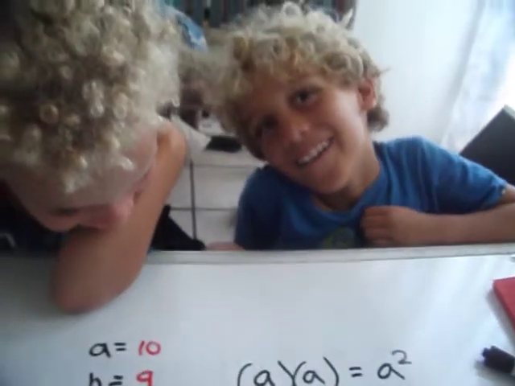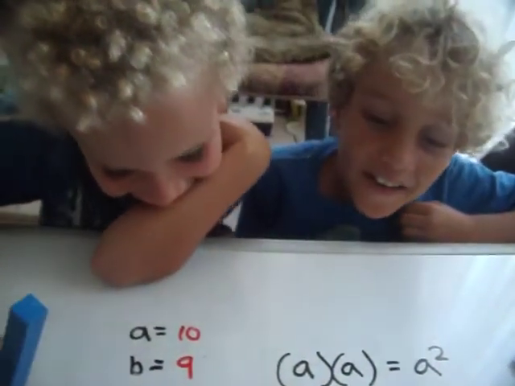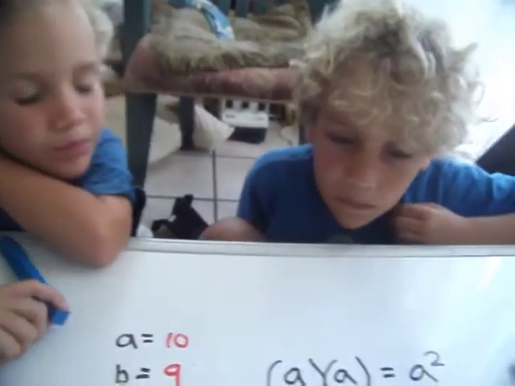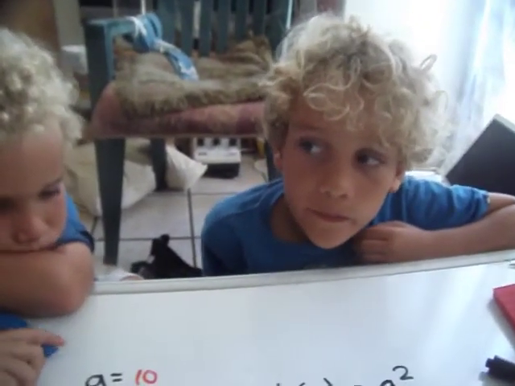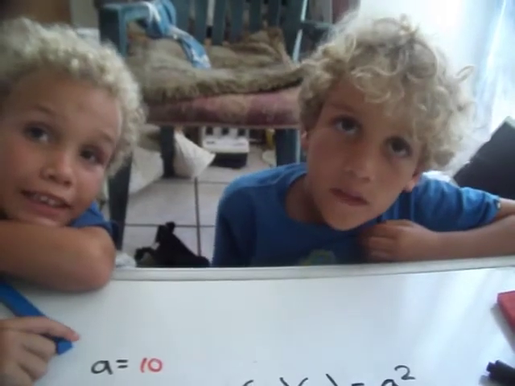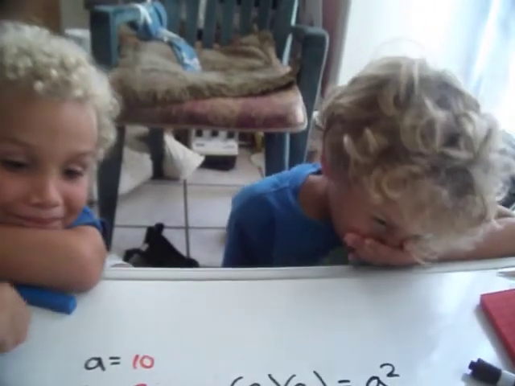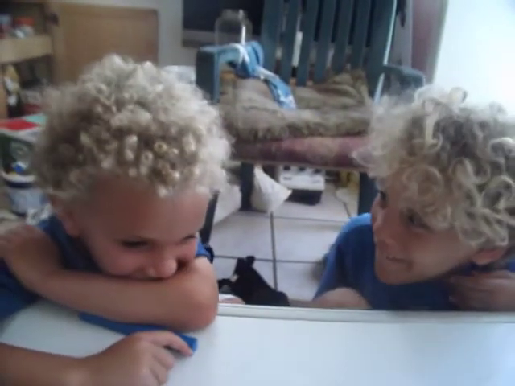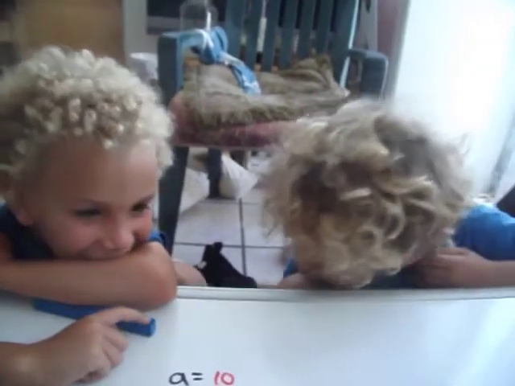You made it hard for yourself. I don't care. Alright, so 10 and 9. What's A plus B? 10 plus 9? 19. Now we've got to square 19. We've done it before. You guys do it. Build me a 19 square. And be quick about it.